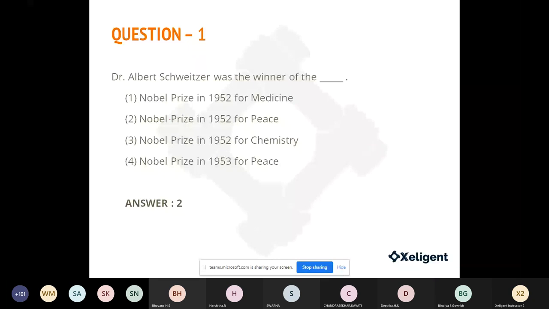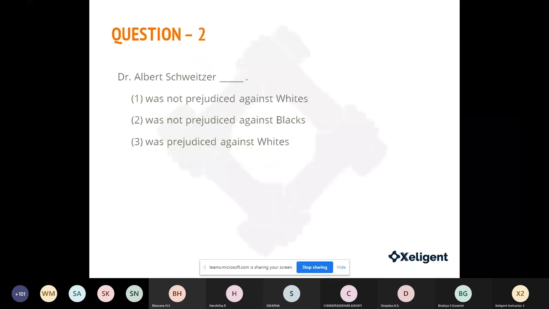Moving on to second question. Basically, you will have five questions out of this for one reading comprehension passage. Out of five questions, three questions you have to answer from the passage, and two questions will be of like find out the vocabulary of the given, find the synonym of the given word or antonym of the given word, like that.